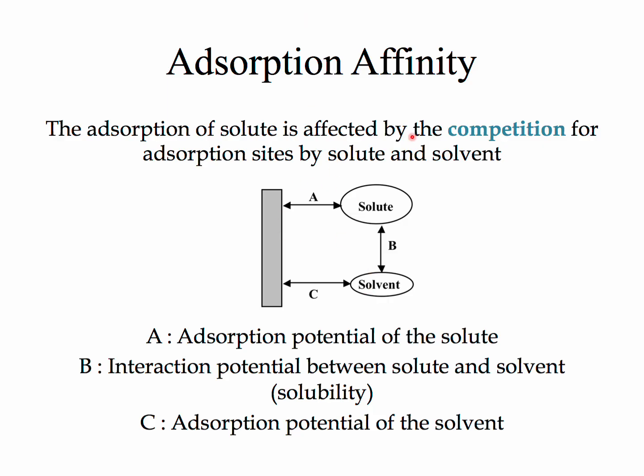So if the solute has a strong absorption potential and weak interaction with the solvent, it will preferentially absorb onto the surface. However, if the solute is highly soluble or if the solvent strongly absorbs onto the surface, then absorption of the solute will be reduced. So the key to remember here is that absorption from solution is governed by competition, and the extent of absorption depends on the relative strengths of solute-solid surface, solvent-solid surface, and solute-solvent interactions.